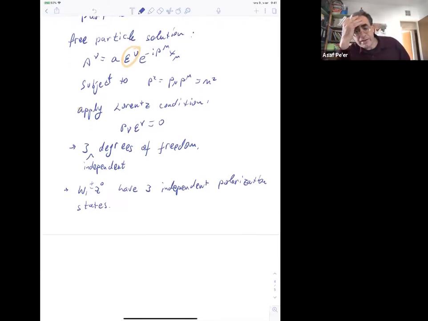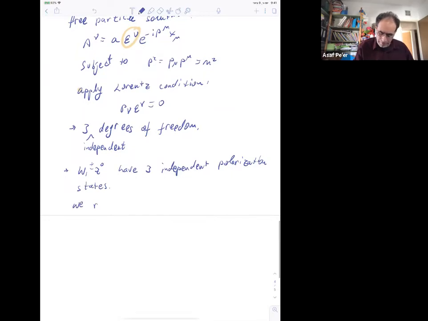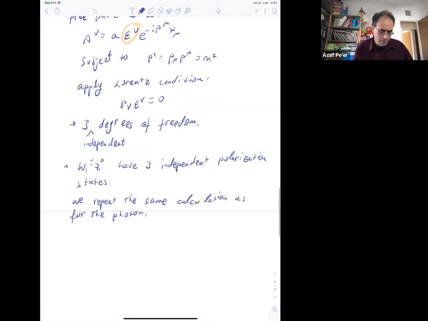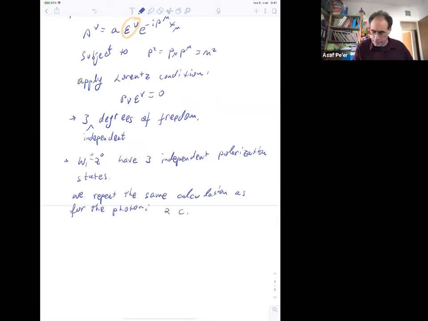So if we have a spin 1 gauge boson that travels in the Z direction, the same as we did with the photon, we can repeat exactly the same arguments and the same calculations that we did when we derived it for the photon. And we find out that the 2 polarization states would be the circular ones. So we repeat the same calculation as for the photon and end up with 2 circular polarization states.